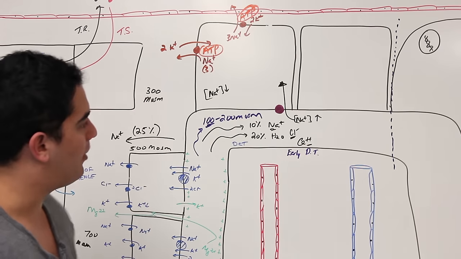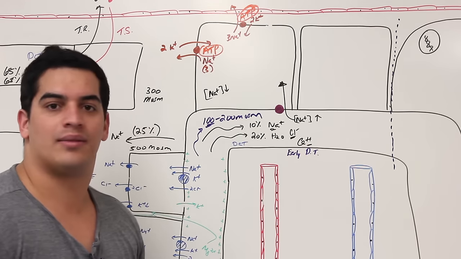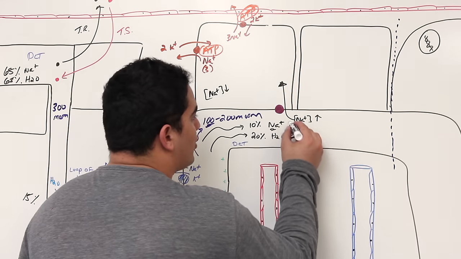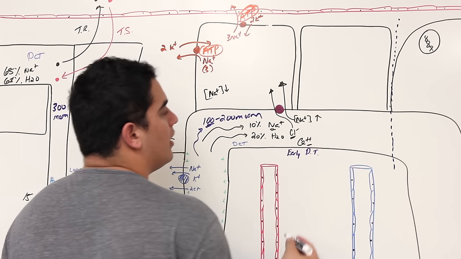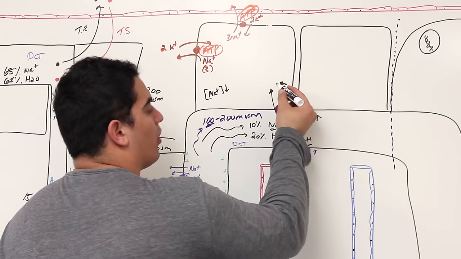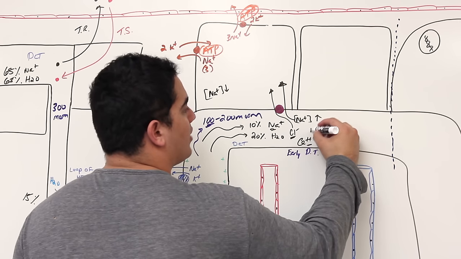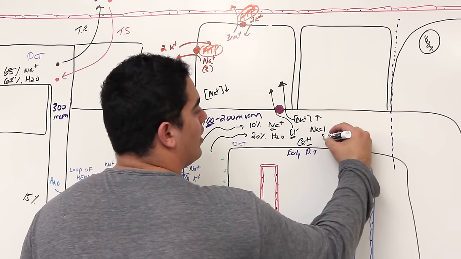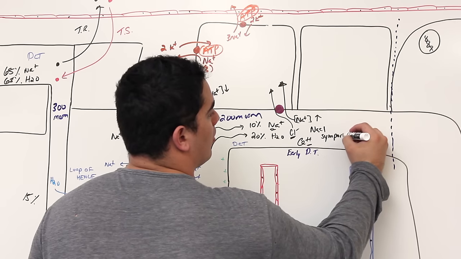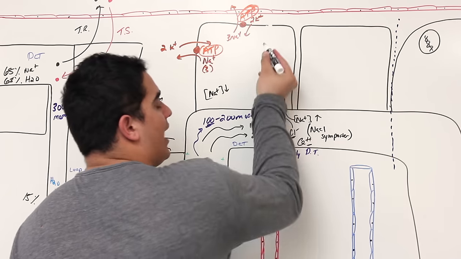Well, guess what else can happen? We can take chloride ions with us. Because of that, we can take these chloride ions with us through this symporter. This is a sodium chloride symporter, because it's moving in the same direction.